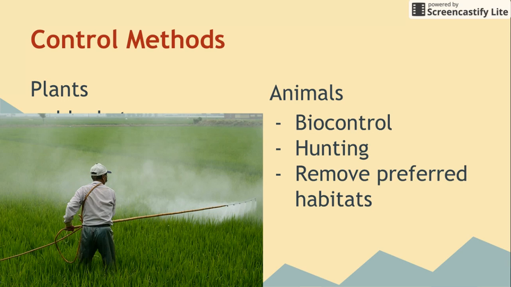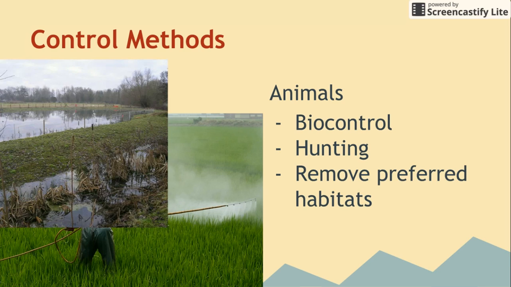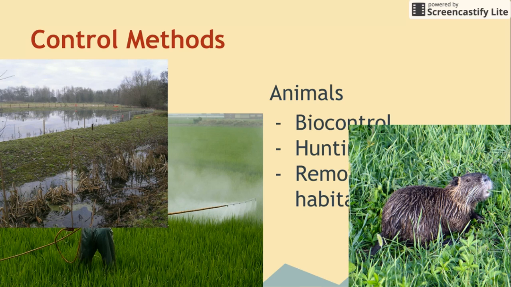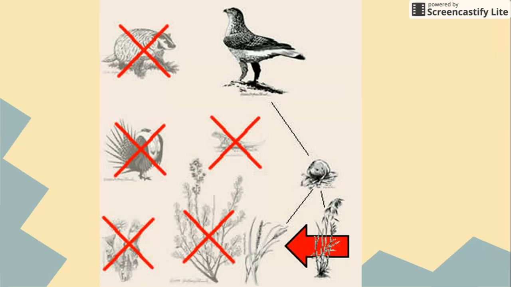For animals, they use things such as biocontrol, which would be introducing an organism that is a predator or can control that other organism, hunting, or they will remove the preferred habitats of the invasive organism. The problem with all of these is that they will alter the ecosystem and they can screw things up for the rest of the organisms that live there that may need those areas. So this would be what something looks like after an excavation, where everything's kind of dug out. And then the nutria is usually hunted.